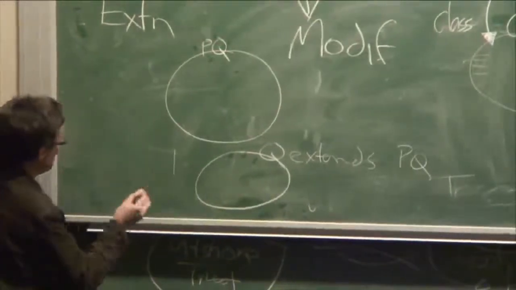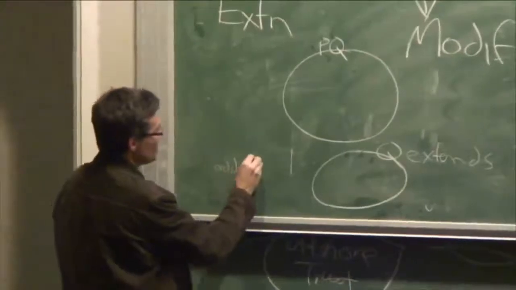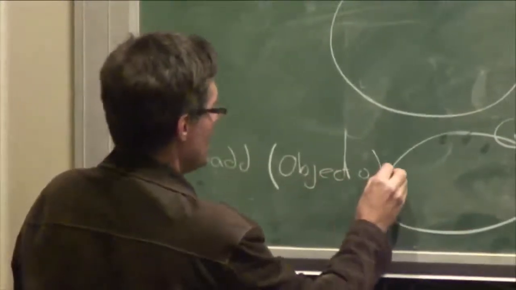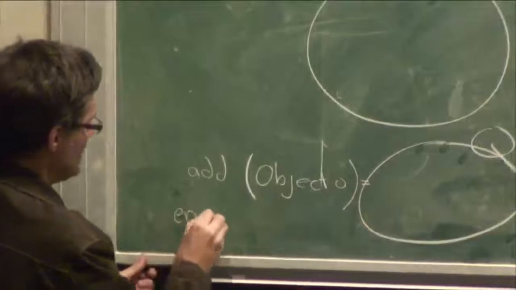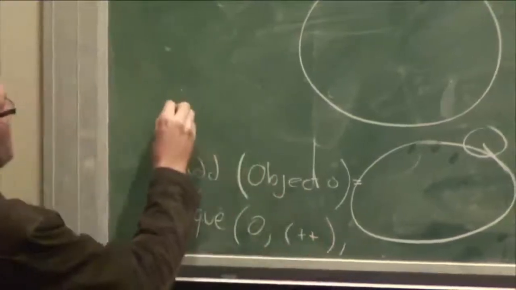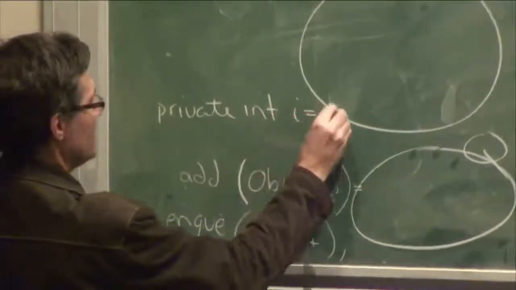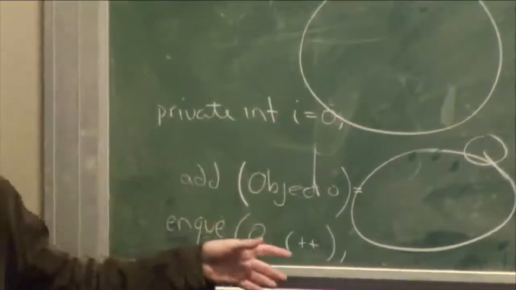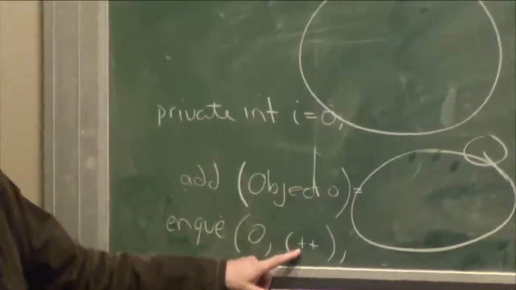And then I'll make my own enqueue function, that when someone gives me an object O to add, that method is going to equal enqueue(O, i++), where I have some private int i equals 0. So I've got some attribute that's hidden to the class, which is a counter, started off at 0. Every time I get an object, I just increase i by 1. That gives me the priority of the object, and then I add it to the priority queue with that counter as the priority.